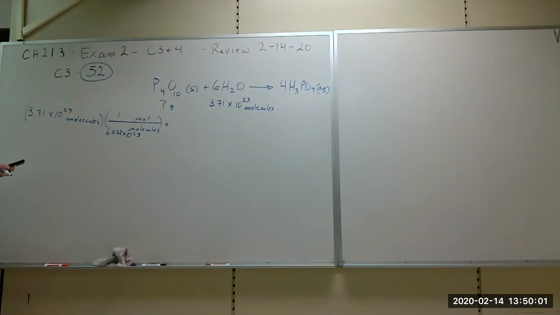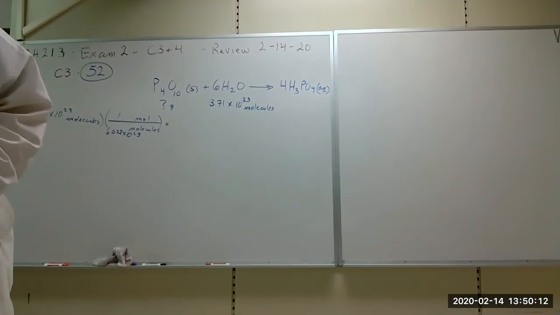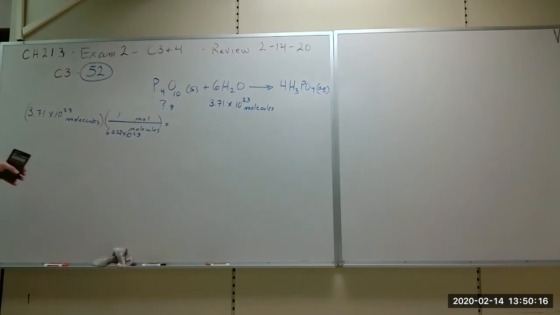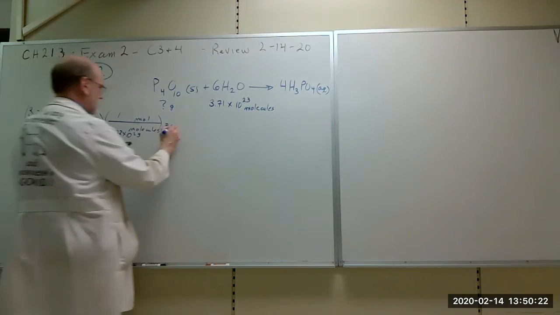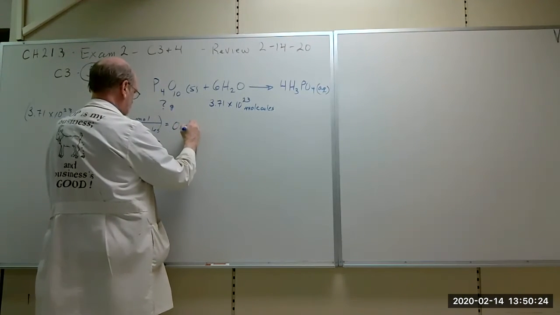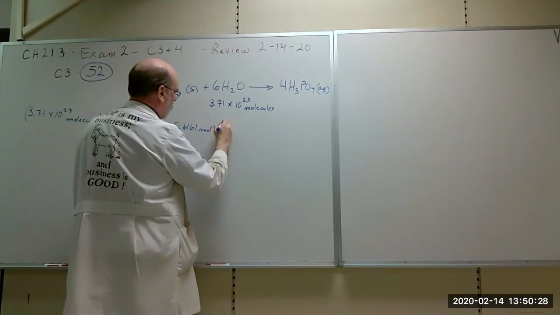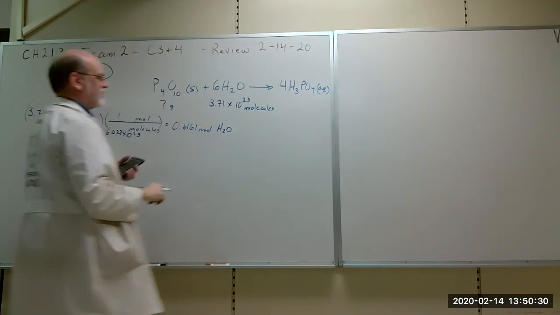Let's see, 3.71 exponent 23. Okay, divide by this. Did I write that correctly? 3.71 times 10 to the 23rd. Okay, just check it. And then divide. We get 0.6161 moles of water. Okay.